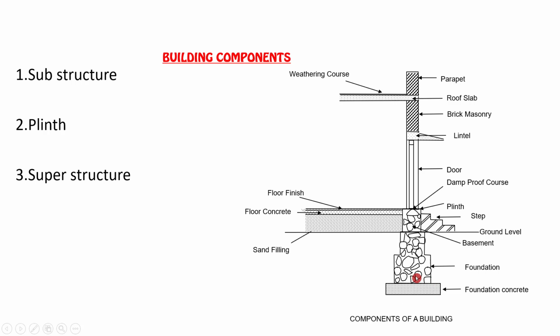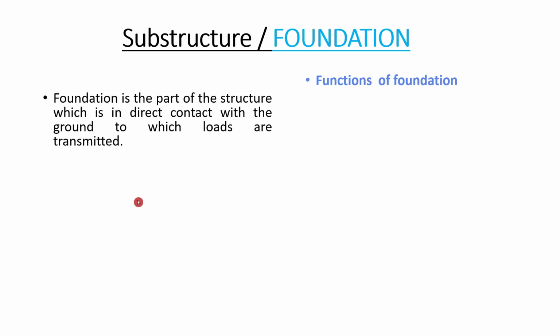So in the substructure we have seen all the constructions below the ground level. We have seen the plinth. It is the separating area between the substructure and the superstructure. So this includes the plinth area, and we have the superstructure, the main building. We'll see in detail.